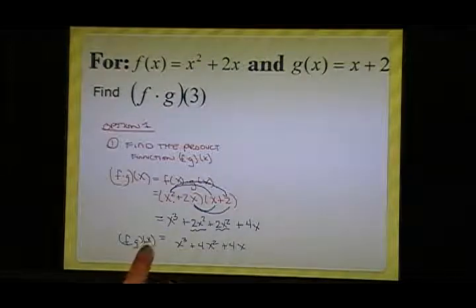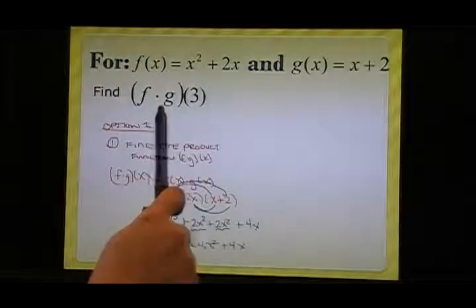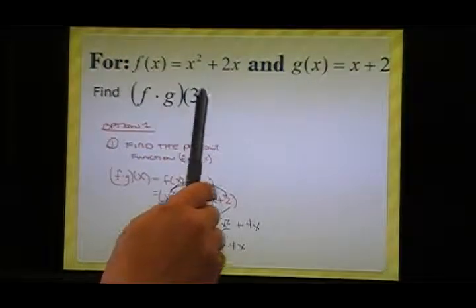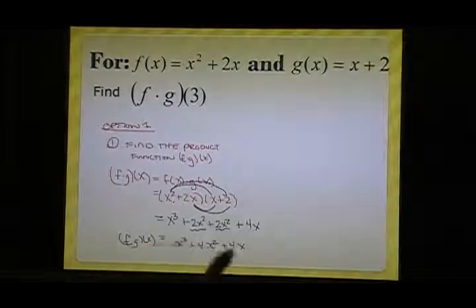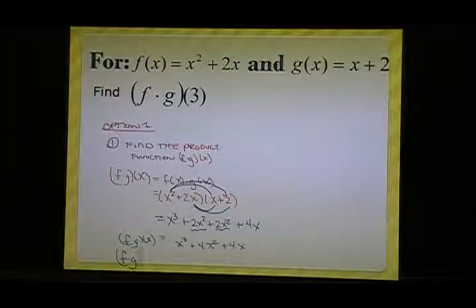And now that we have the product function, we can find f times g of 3 by substituting that value of 3 into the given function. So f times g of 3 then is 3 to the third plus 4 times 3 squared plus 4 times 3.